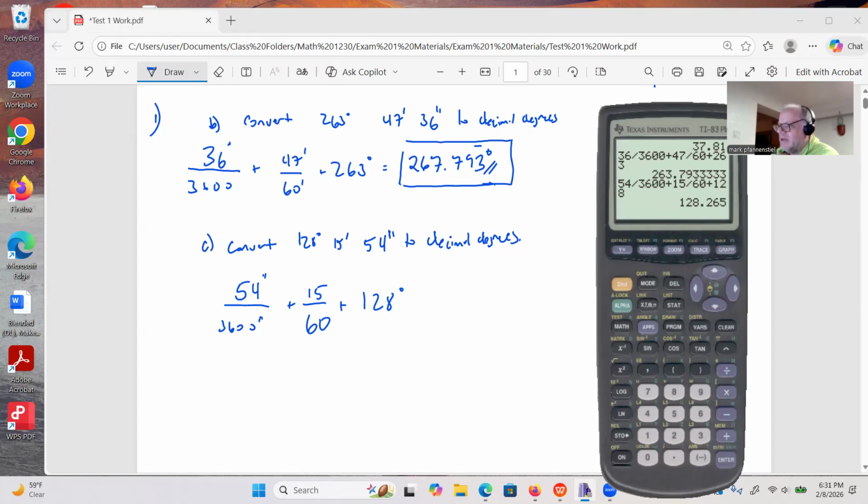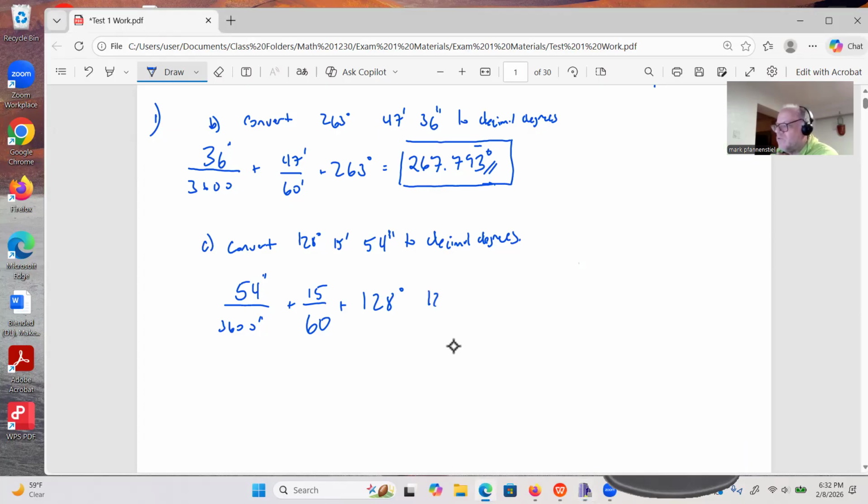Okay, so we end up with 128.265, and it stops repeating after that. So that would be our answer, and that's how we're going to go with. All right, so we'll set that up as our first problem.